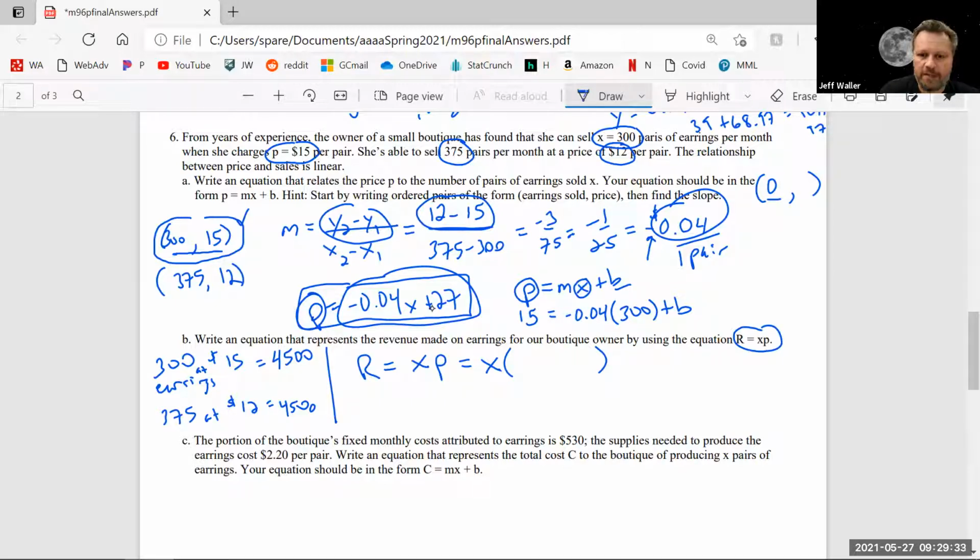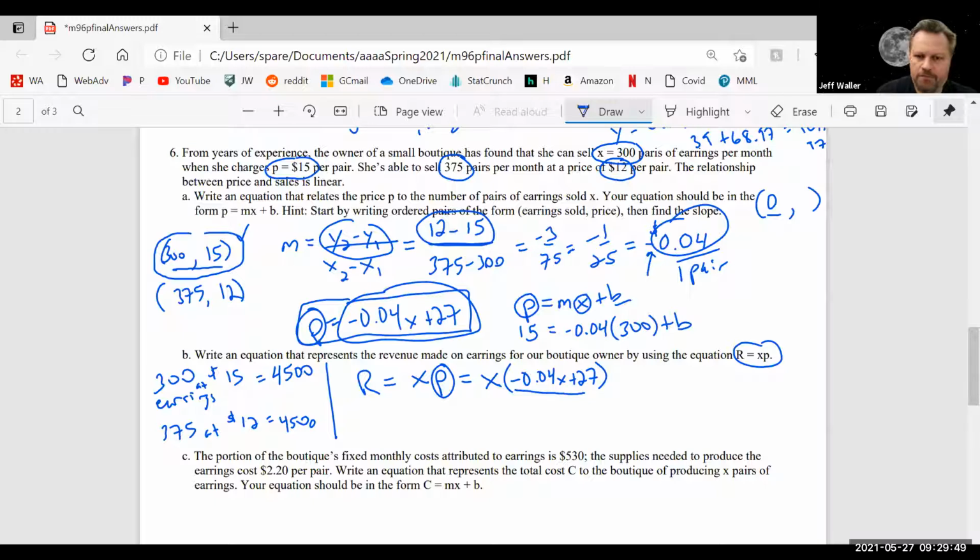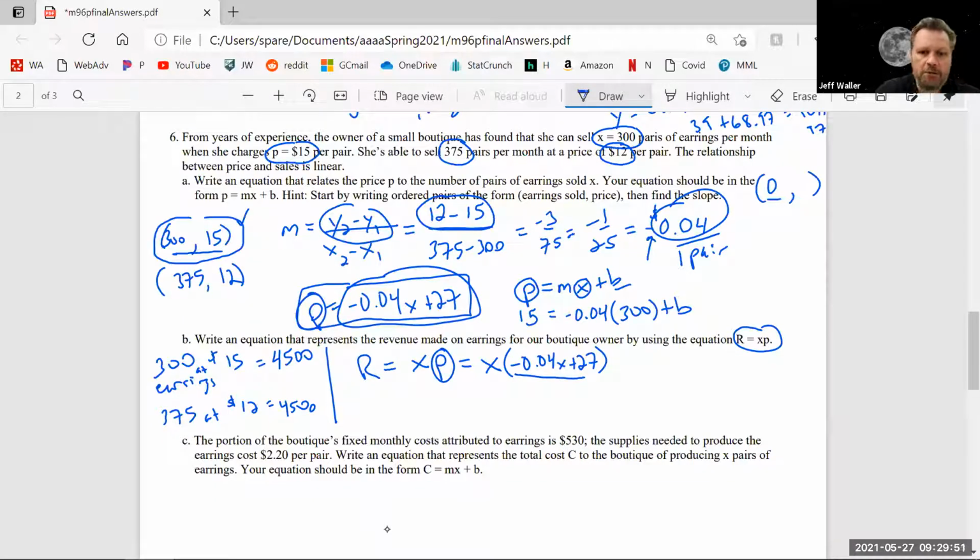I know some of you are like, well, that means you don't know anything. No, I know the relationship between P and X, which is a lot. So I know P is negative 0.04x plus 27. So wherever I see P, can't I just put this there instead? Of course I can, because they're equal. We've done that kind of thing a couple times in this class. So then what can I do here algebraically? Distribute.